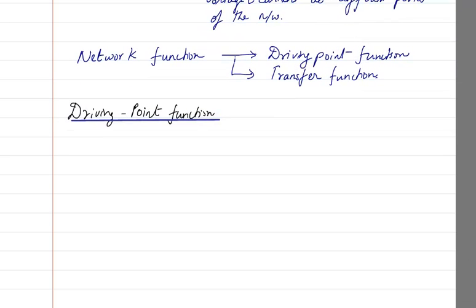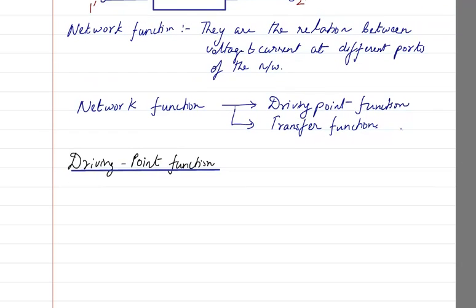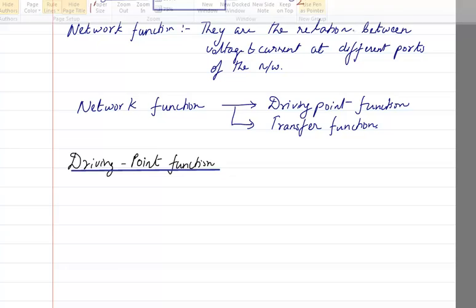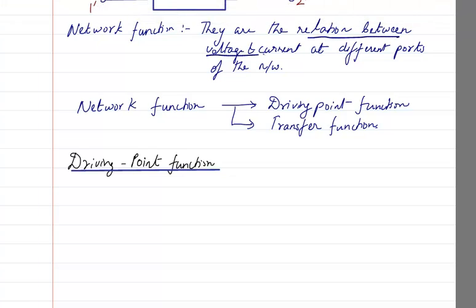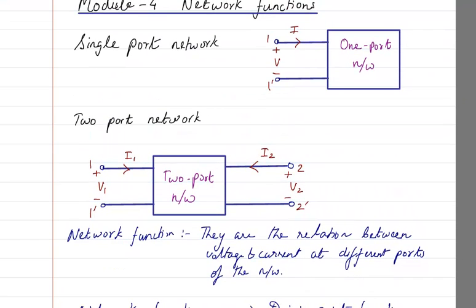Driving point functions are functions or relations between voltage and current in the same port. We are talking about the relation between current and voltages which belong to the same port. That means we will give an input voltage, or we will give a voltage here, which we all know is called excitation, and we will measure the things also at the same port.